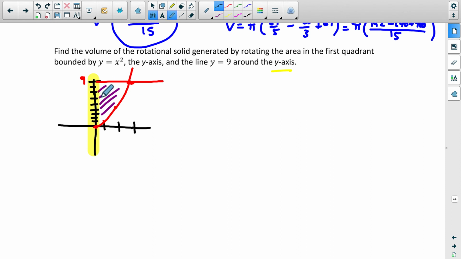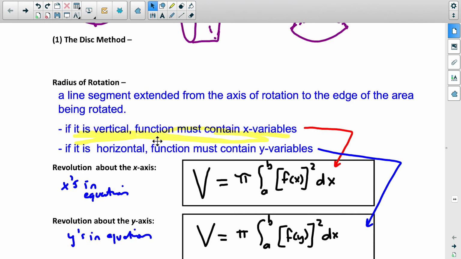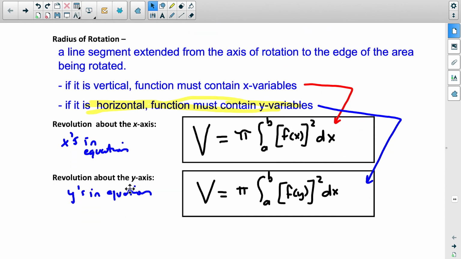And the radius of rotation goes from the rotational axis to the edge of the plane being rotated. So it goes from here to here. This is the radius of rotation. It's horizontal this time. So because it's horizontal, the function must contain y variables. Because it's revolved around the y-axis, your formula is going to be, look, f of y instead of f of x.